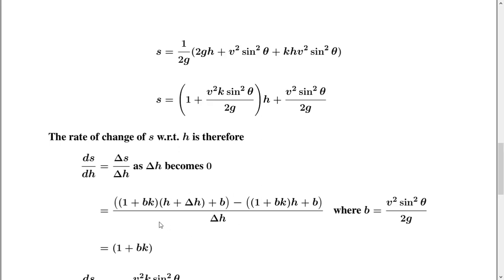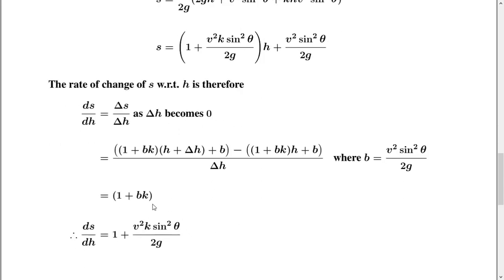When you simplify this, you will get 1 plus bk. Putting back the value of b, we get ds by dh equals 1 plus v square k sine square theta by 2g.